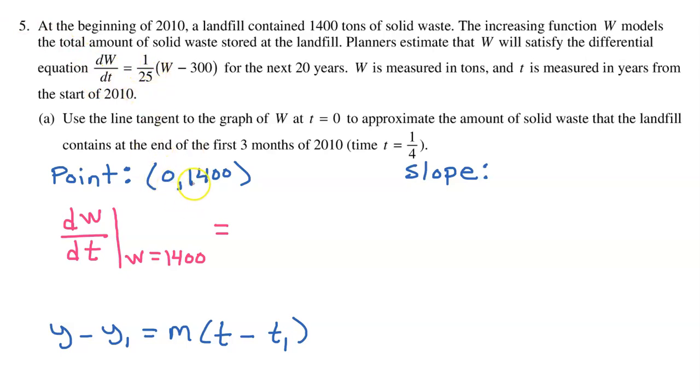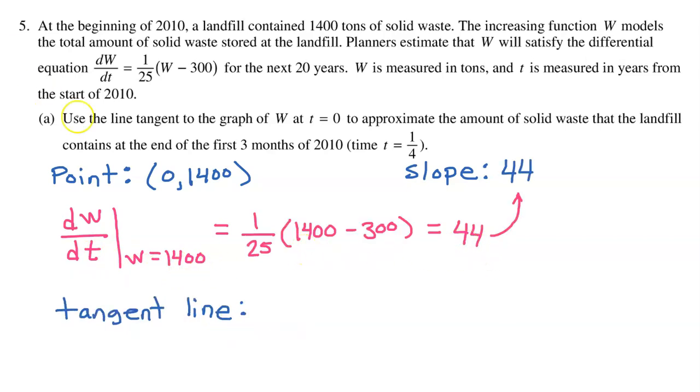The derivative gives the slope at any point. To find the slope at (0, 1,400), we just need to evaluate the derivative at W equals 1,400. That turns out to be 44. So the slope of the tangent line is 44. Now that we have a point and the slope, we can easily write the equation of the tangent line. It goes y minus y1, so y minus 1,400 is equal to the slope, which is 44, times t minus t1, which is 0.